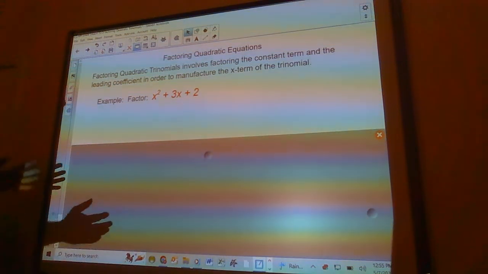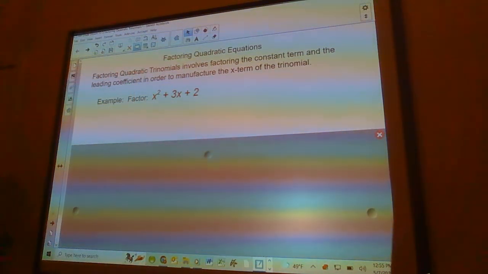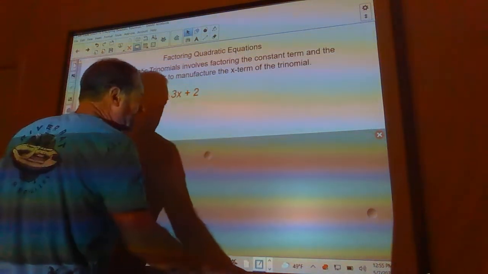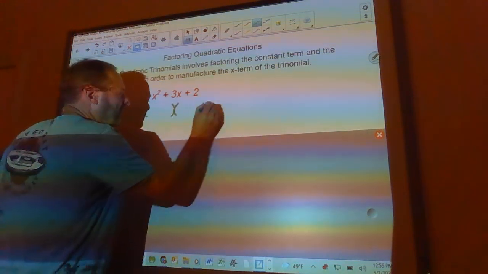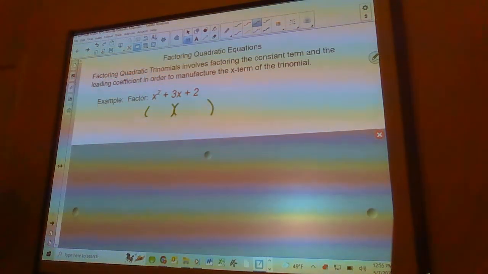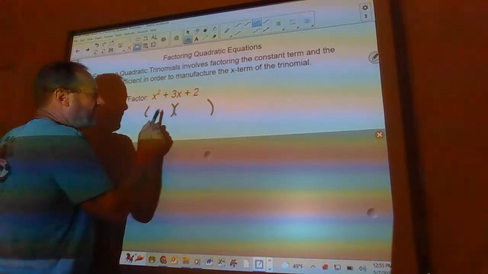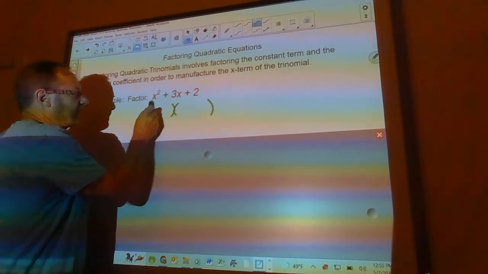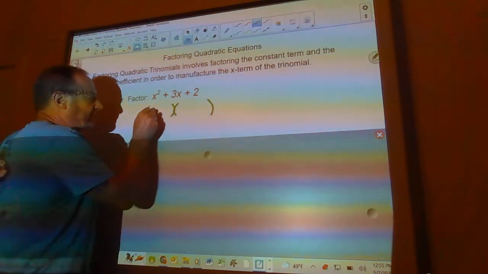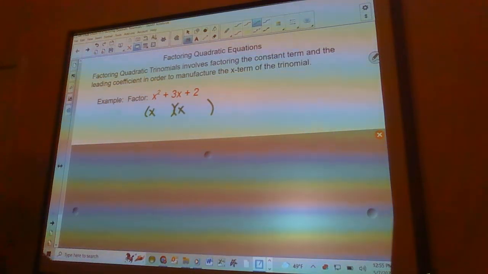And I need to be able to use those two things to manufacture the inside number coefficient. So here we go. Here's what I always like to do: I put down my brackets like this. Basically, I have 4 things that I have to fill in, and I have 2 signs that I have to fill in. Okay, this is an easy one because I only have one choice with x squared, and that's to put an x here and an x here.